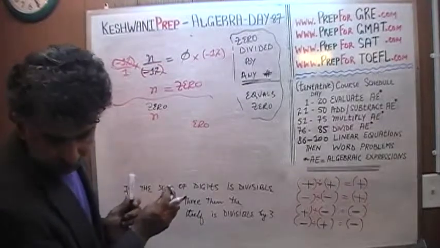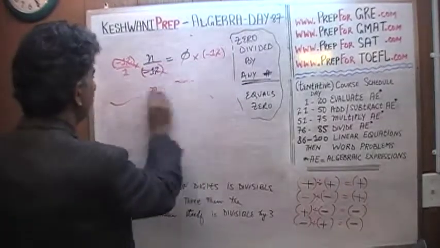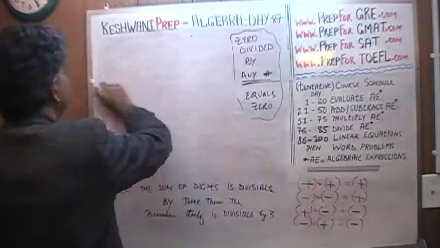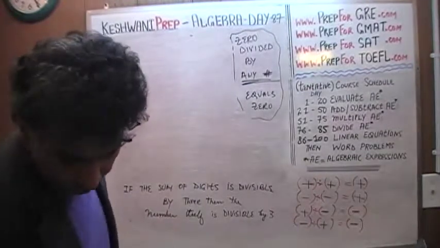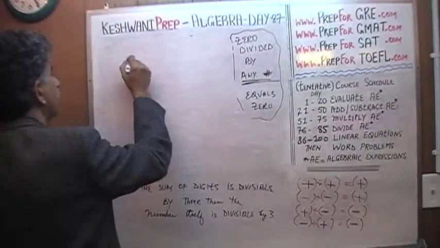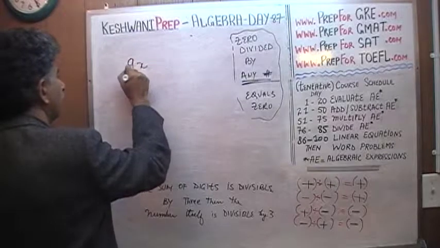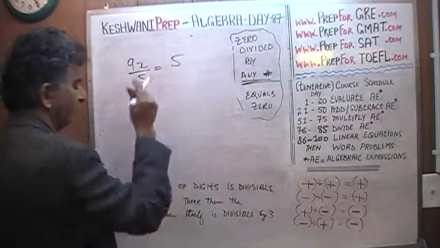That was number 8. Let's go to the next one, number 9. 9x over 5 equals 5.